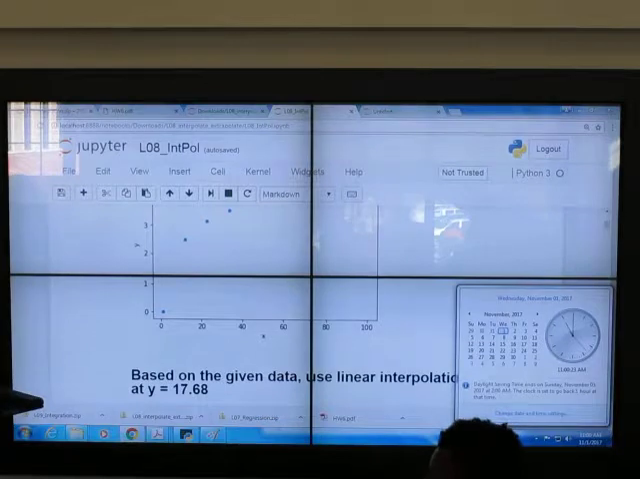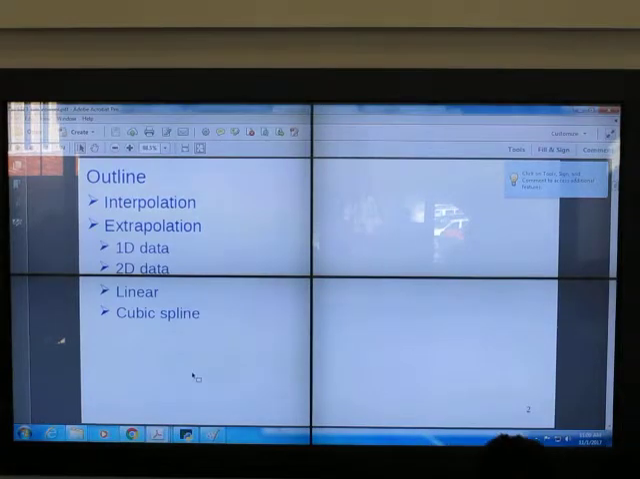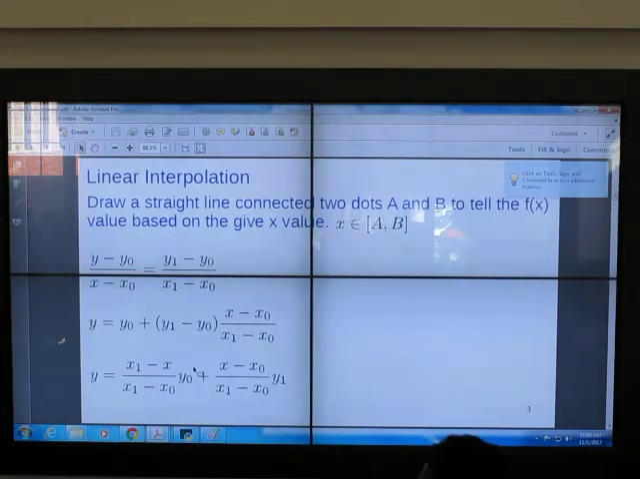Today we will try to cover linear interpolation for the basic theory. Okay, linear interpolation is this. You connect 2 points with a line.